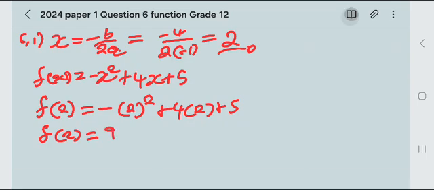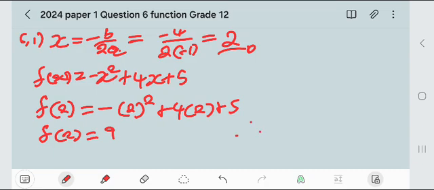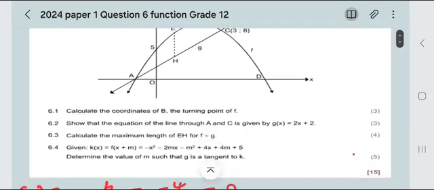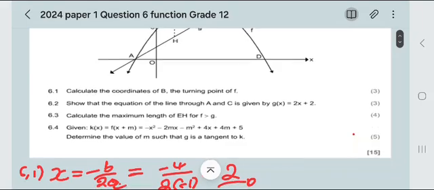Therefore, the turning point TP, the coordinates will be (2, 9). That is our coordinate, (2, 9), that is P.